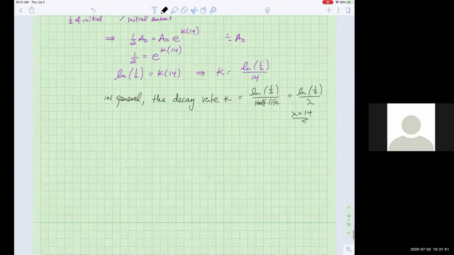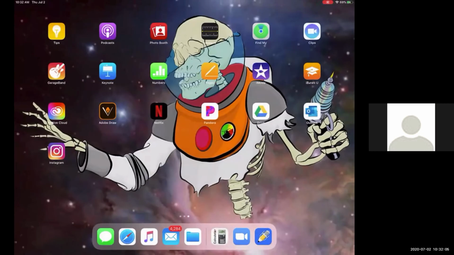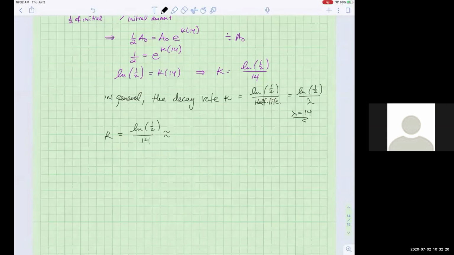So we want that accurate to 4 decimal places. So K is equal to the natural log of 1/2 over 14, which is approximately, natural log of 0.5 divided by 14, about negative 0.0495. And you'll note that here, K is in fact less than 0 because it is decay.